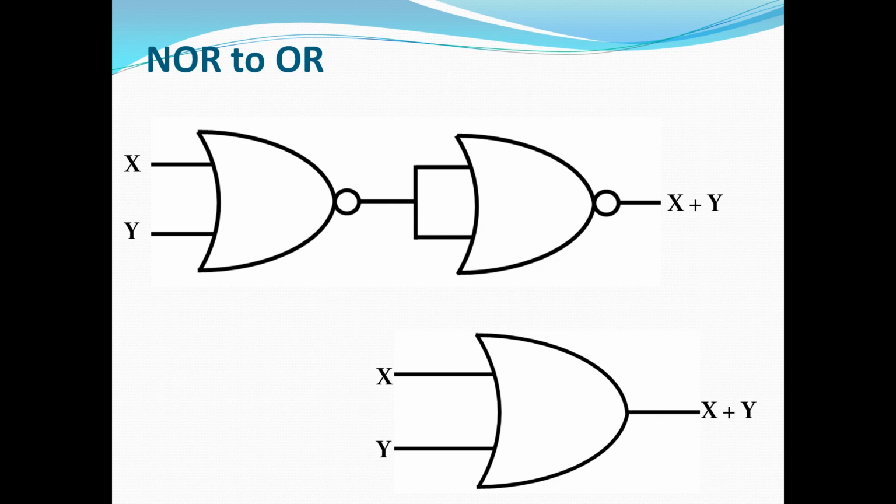Remember that when you are going to implement the OR gate using the NOR gate, two NOR gates are connected. We have to connect two NOR gates together, then we can implement the OR gate. Remember, the second NOR gate works as the NOT operation, the NOT gate.